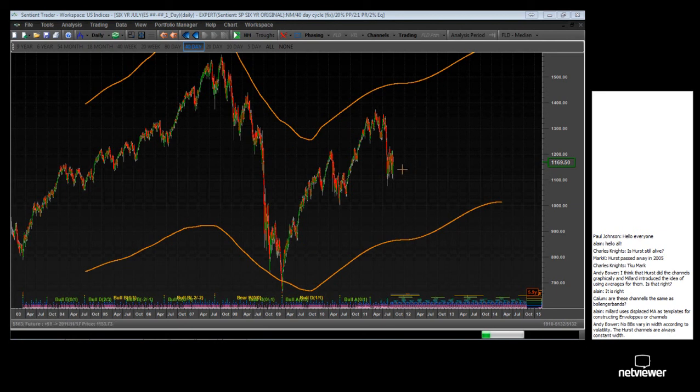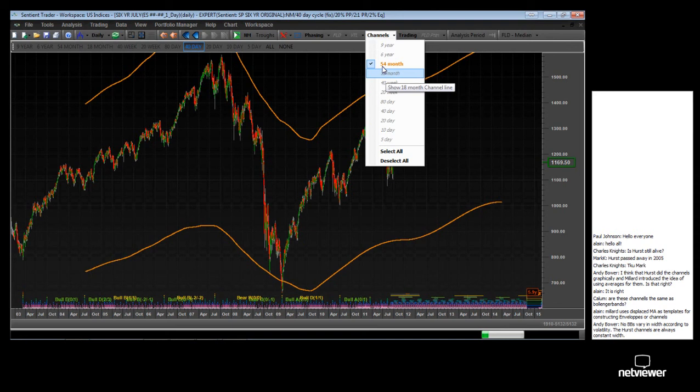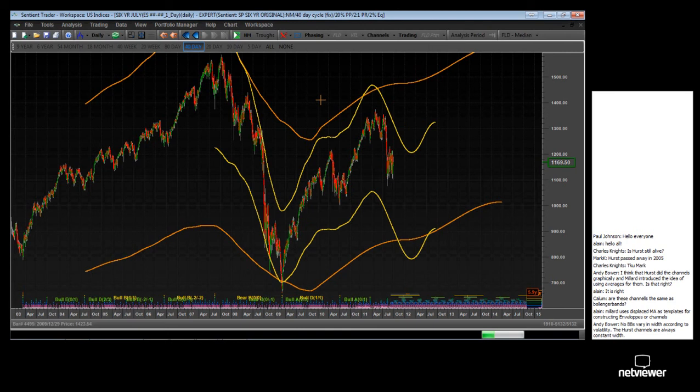Now, what's the next thing that we need to consider in terms of channels? Having constructed one channel, you should know that you can construct a channel for each and every one of your cycles. The length over which you calculate the moving average on which the channel is based is the wavelength of the cycle that you are plotting your channel for. So now I have plotted here the 54-month cycle. Now let's plot the 18-month cycle channel, which is the next cycle down. And there it is. Now we can see two channels on our chart.